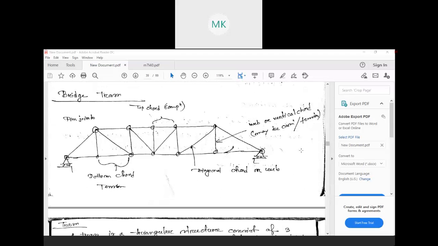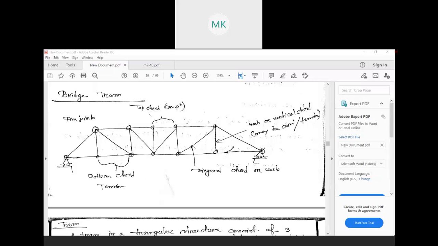Okay, then let's start a new topic today. We will discuss this bridge truss. I think all of you have seen the bridge truss. Whenever you travel through a bridge, you have seen a truss. So all of you are familiar with this. This is a drawing of the truss showing all the parts, which part is called what.